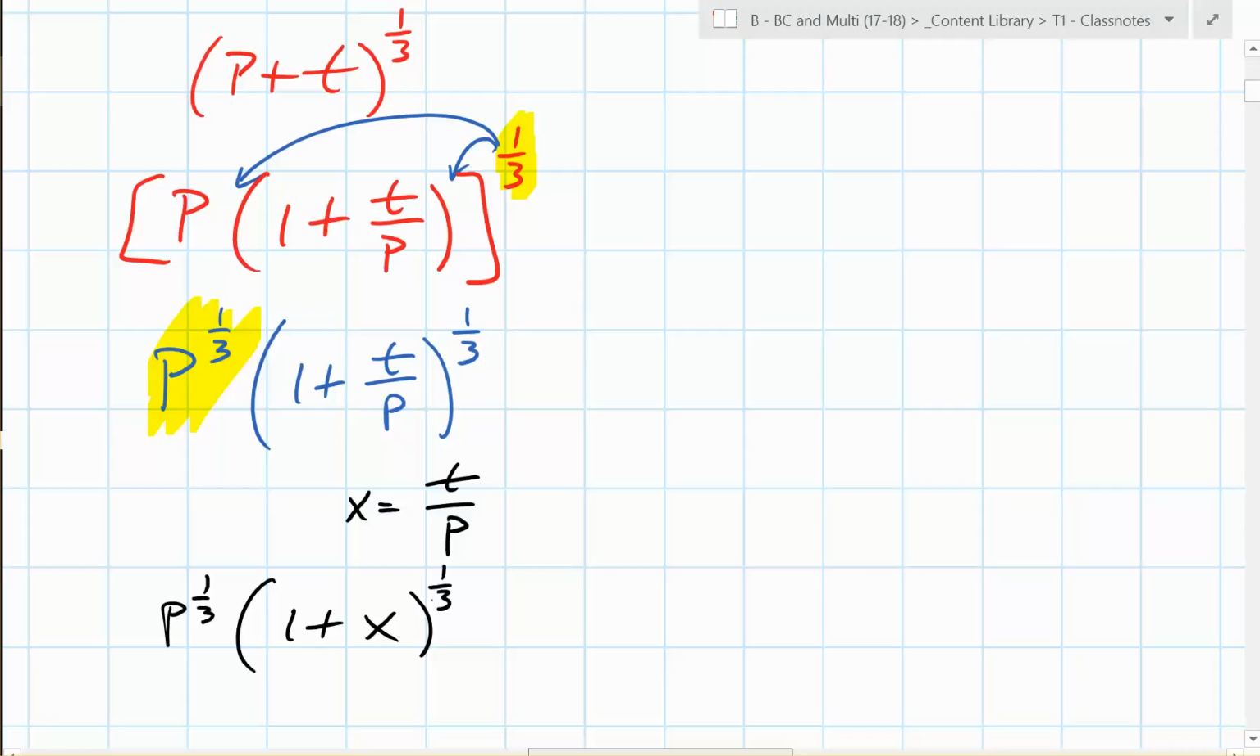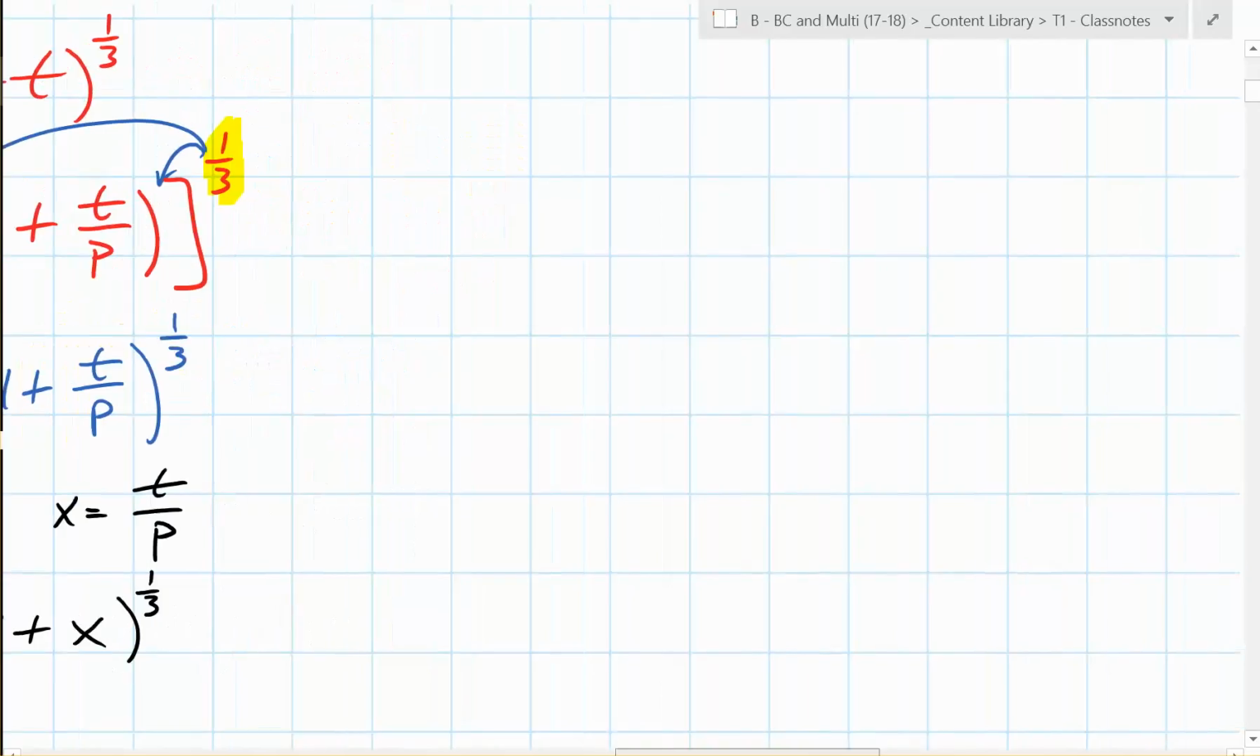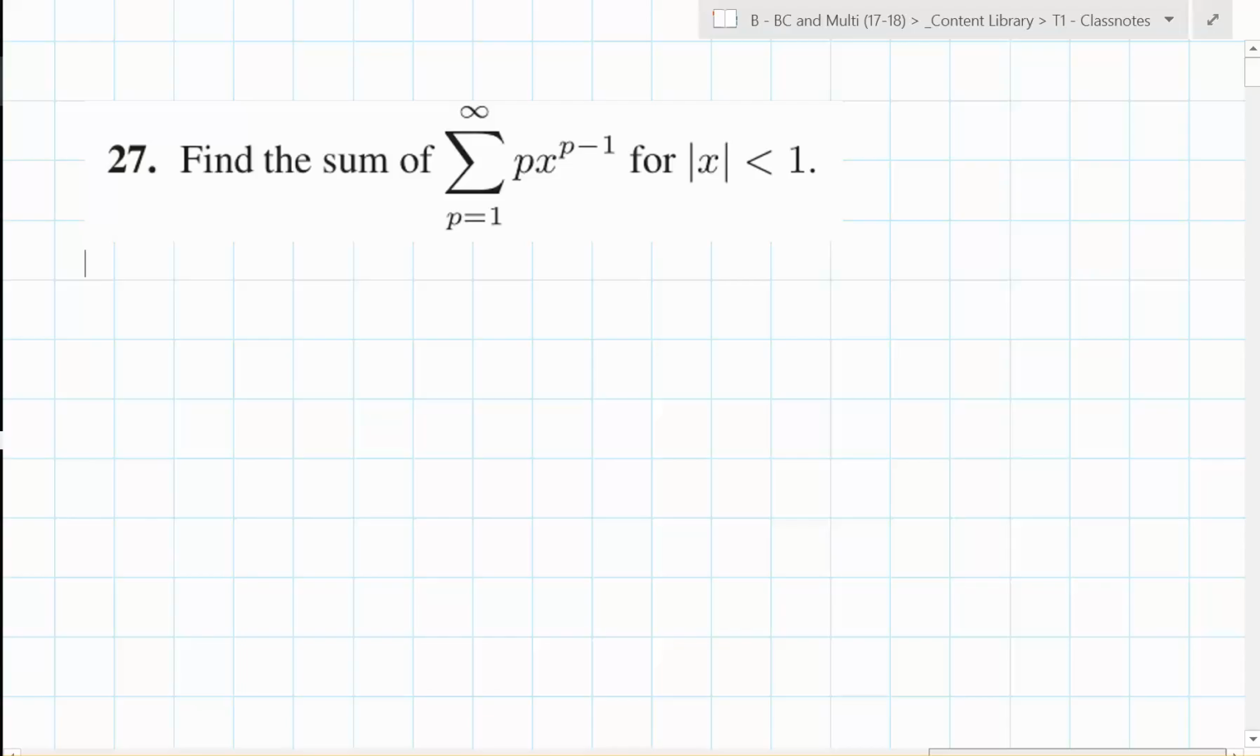What can we now do? What can we now use? The binomial expansion. You need to remember what that binomial expansion is. 1 plus x to the p is equal to what? Can someone tell me what this is? You have to memorize this. This is not negotiable. Emily, what is it? Look at this and be like, I'm not quite sure. What's a great thing to do first, Sabrina?